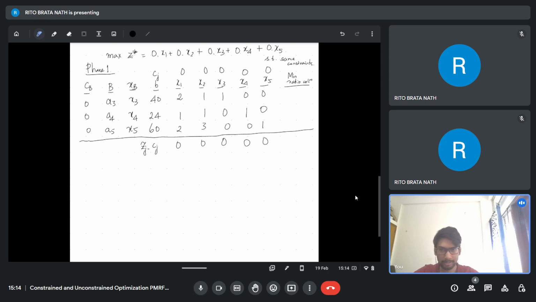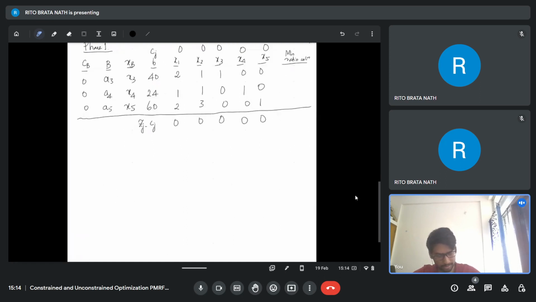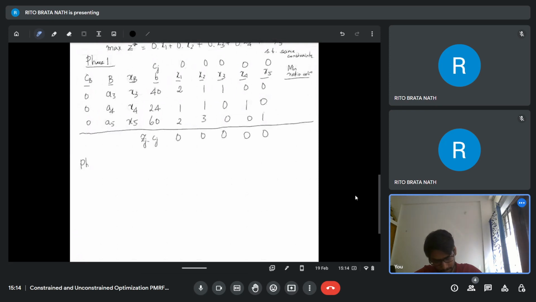So you have eliminated them, and you can start with this solution as the initial basic feasible solution. So x3 equals 40, x4 equals 24, and x5 equals 60. So this can go as your initial basic solution, and this is feasible as well. So let's get into phase 2.